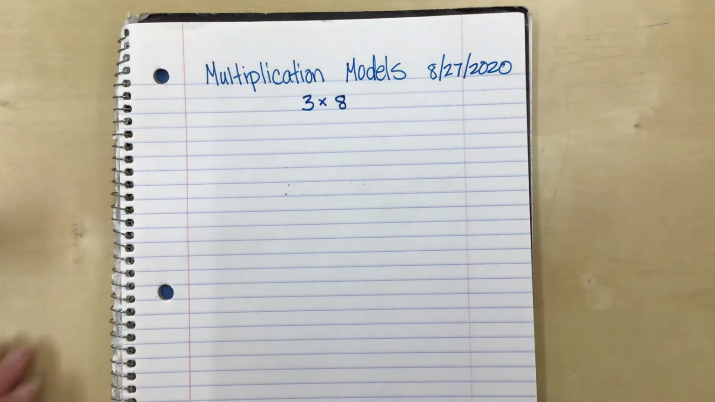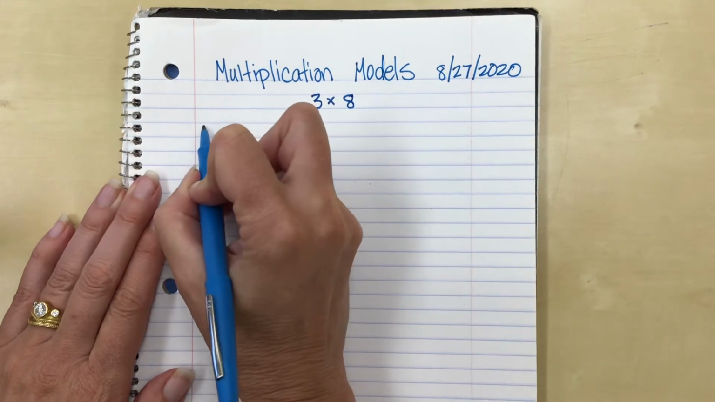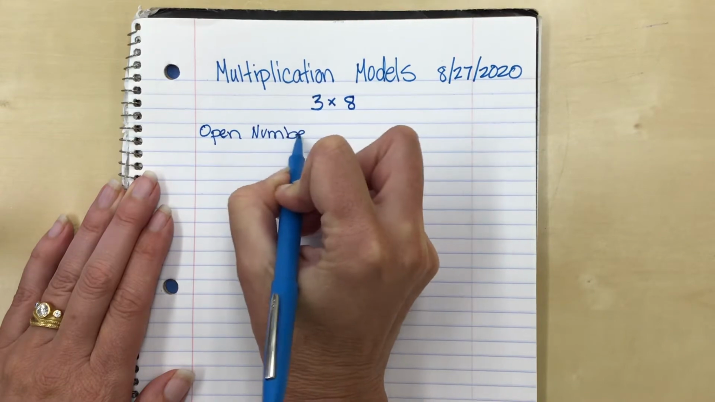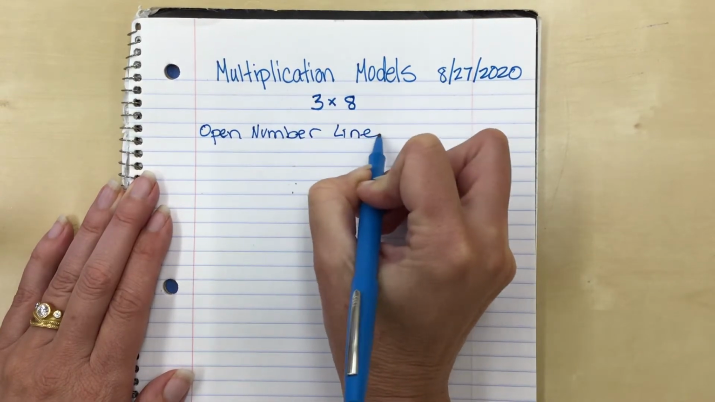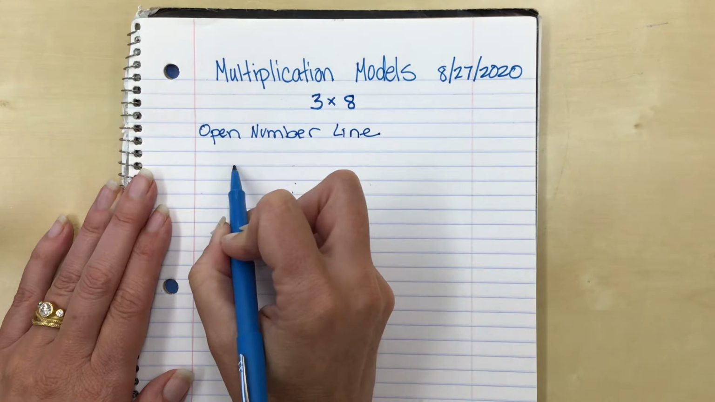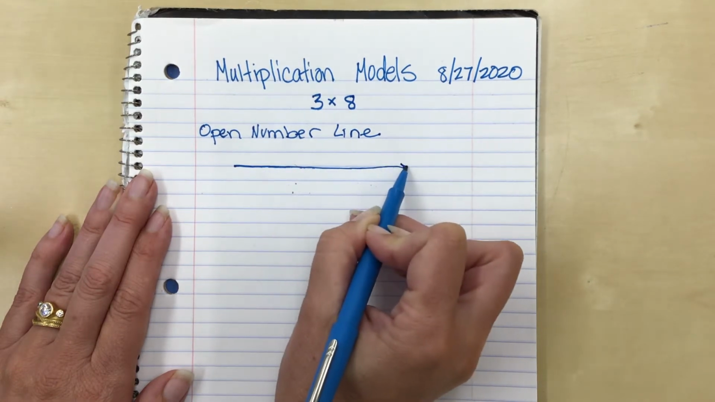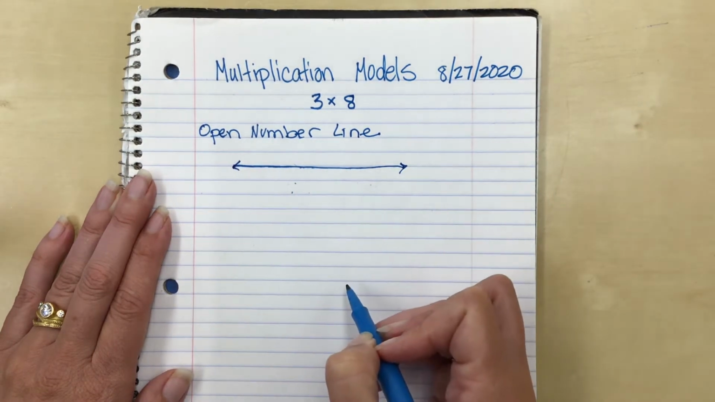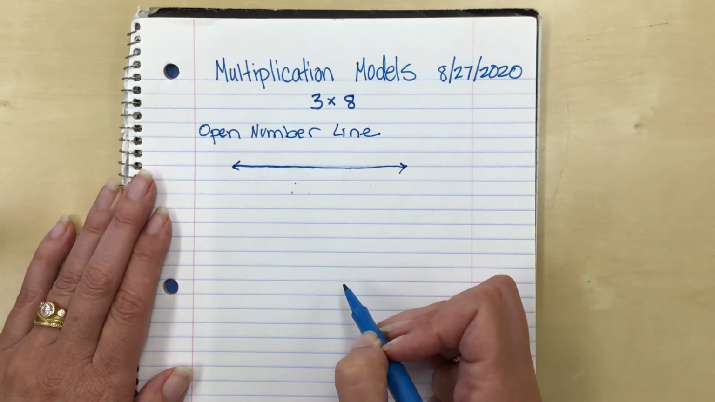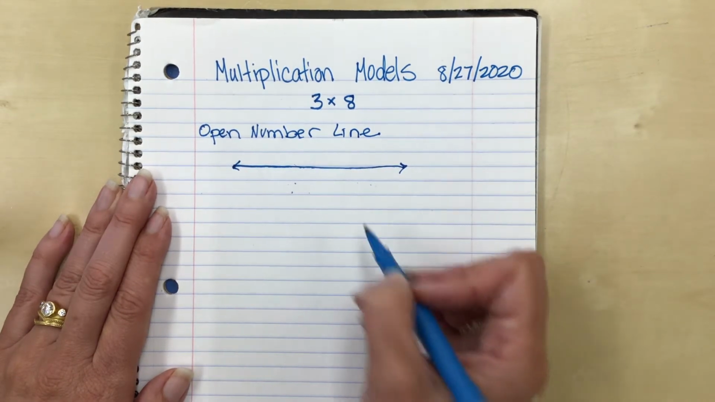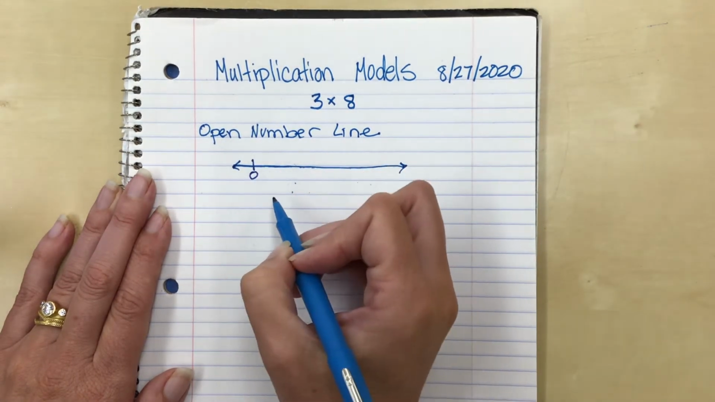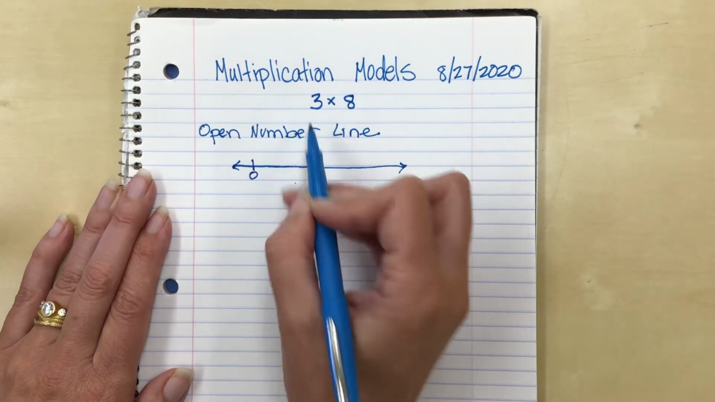Now our first model is going to be the open number line. In an open number line, you're going to draw your line, the arrow's pointing off. It seems to me that the open number line is a good way to model skip counting. So if you like a skip counting strategy, you start at 0 and you take hops of 8 3 times.